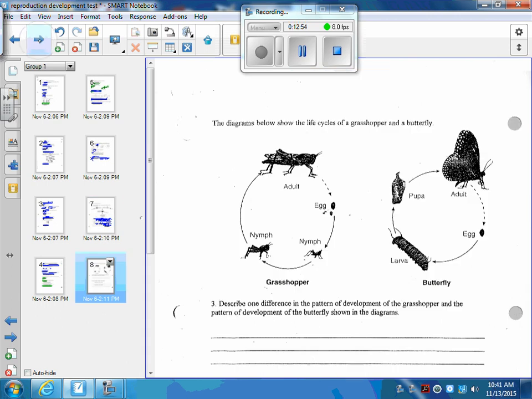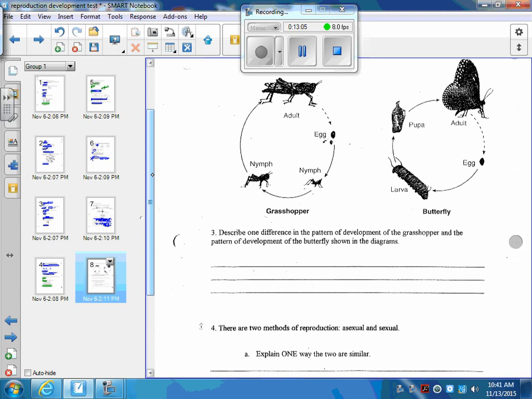All right, last page. The diagram below shows the life cycle of a grasshopper and a butterfly. Describe one difference in the pattern of development of the grasshopper and the pattern of development of the butterfly. We did a whole lesson on this. This one is incomplete and this one is complete because it's missing. This one has larva and pupa. So you just have to say one thing. Butterfly has a larva, the grasshopper does not. Grasshopper has a nymph, the butterfly does not. So you could pick whatever thing you want to say, but you have to give me one difference.